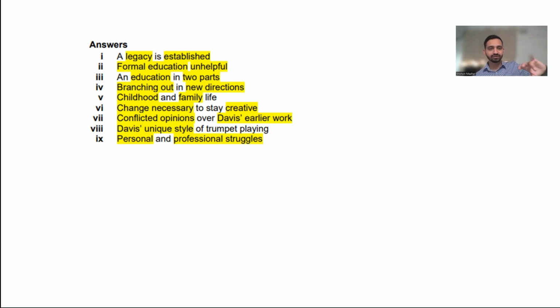His childhood, for example, his family, necessary change, to stay creative, conflicted opinions, Davis' earlier work. And these are some of the keywords that are possible, but you might get the idea by just reading the whole heading, right? Davis' unique style will be mentioned in one of the paragraphs. Personal and professional struggles. Which paragraph talks about this? You'll have to look for those paragraphs.